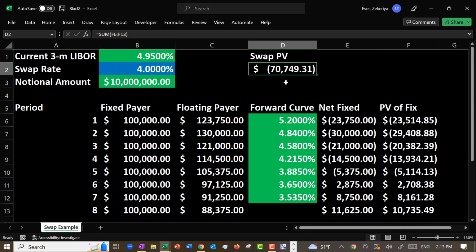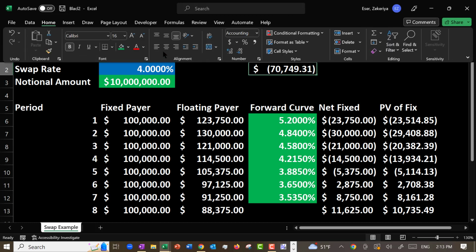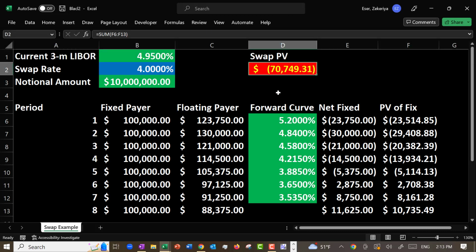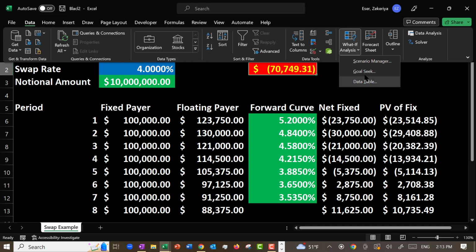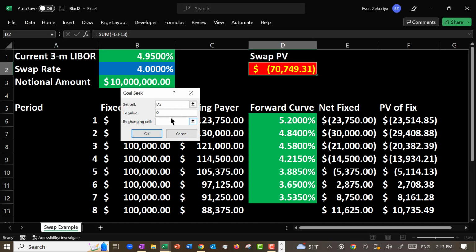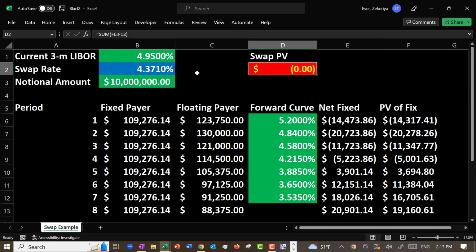You probably guessed it. I'm gonna make that red. It's yellow. You probably guessed it. The proper swap rate is the rate that makes swap PV 0. Data, what if analysis, goal seek 0 by changing the only thing we don't know, the swap rate. So it turns out a 2-year, 3-month LIBOR swap should be 437.10.